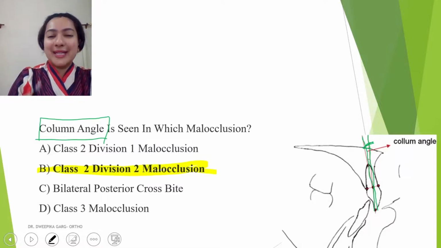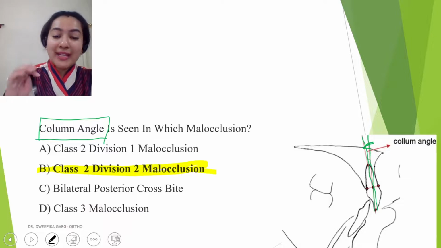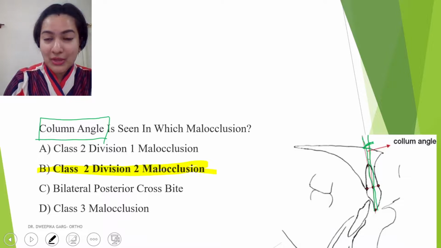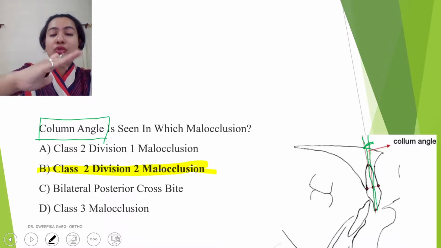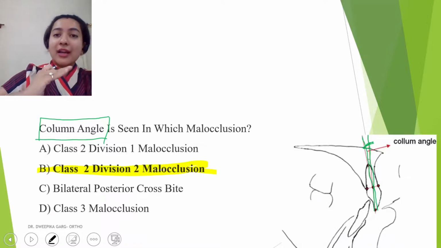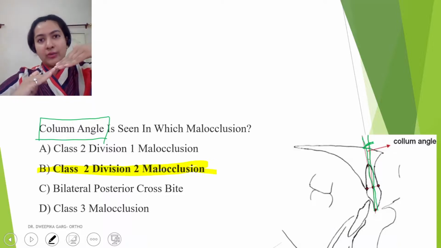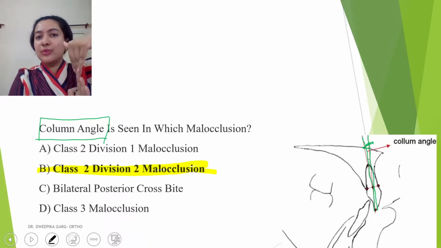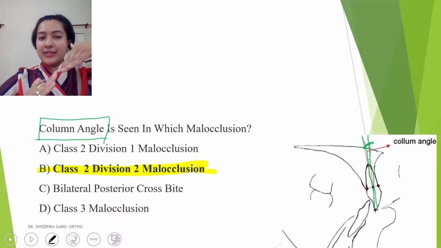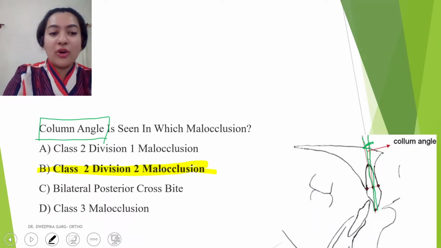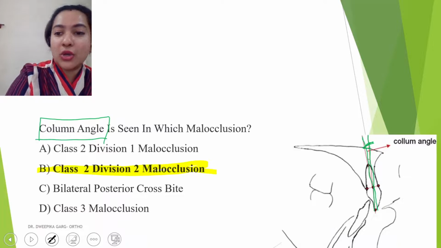Why? Because in class 2 division 2 malocclusion, my upper central incisors are tipped lingually or palatally. Okay, the entire tooth is not moving bodily, only the crown portion is tipped lingually. So if this is my root portion and this is my crown, it is not that the entire tooth is moving lingually. My root position is this, just the crowns have tipped lingually. So as a result, the long axis of the root does not coincide with the long axis of the crown, and this leads to the formation of a particular angle which is known as the column angle.